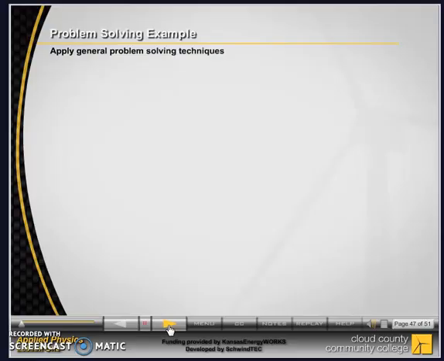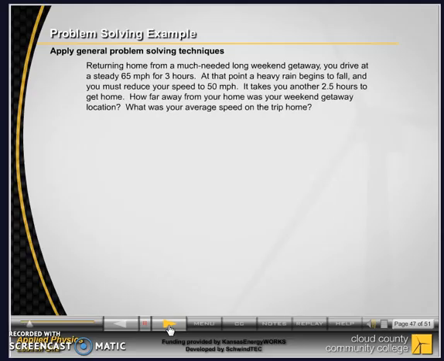As an example of how to apply general problem-solving techniques to the type of problem you might encounter in physics, we will consider the following situation. Returning home from a much-needed long weekend getaway, you drive at a steady 65 miles per hour for 3 hours. At that point, a heavy rain begins to fall, and you must reduce your speed to 50 miles per hour. It takes you another 2.5 hours to get home. How far away from your home was your weekend getaway location? What was your average speed on the trip home?